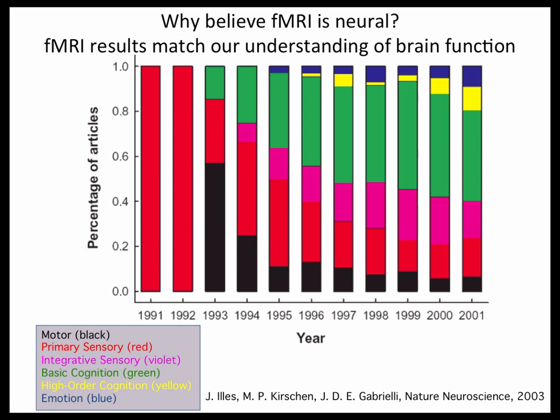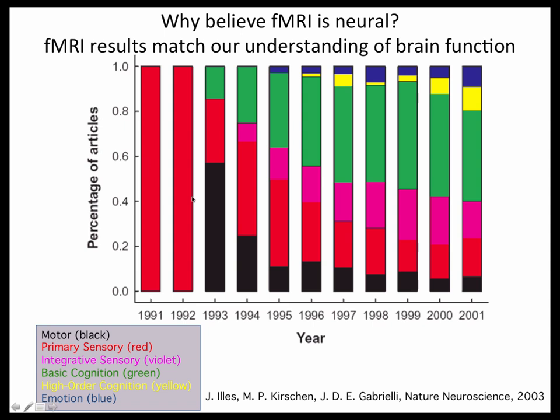And early on, people tried to say, okay, let's do some basic cognition, but most of the work was in these really basic systems where neuroscientists knew well what they'd expect. They knew what they'd expect in visual cortex, they knew what they'd expect in motor cortex on a basic level.